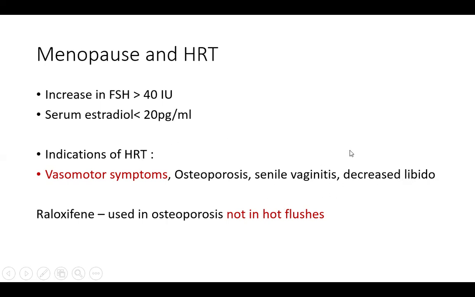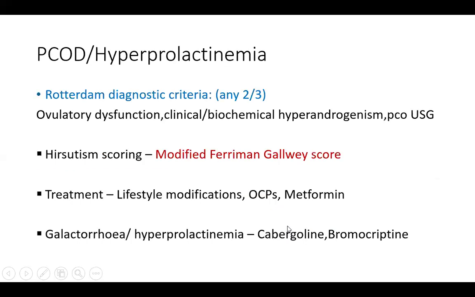So you can see here, among these indications, there are no cardiovascular conditions. Means, hormone replacement therapy is not given to prevent any cardiovascular conditions in females. And this is an important MCQ. Raloxifene is used in osteoporosis but not in hot flashes, because raloxifene by itself will cause hot flashes as a side effect, so you can't use it in the treatment of it.